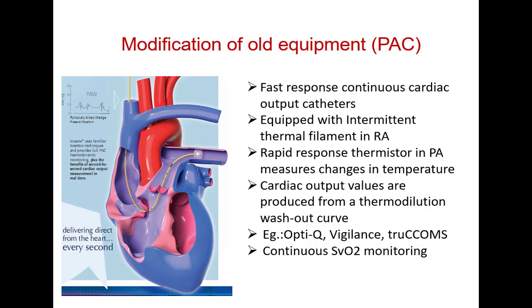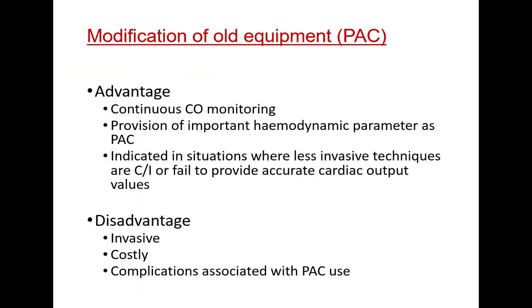The examples of this are OptiQ, Vigilance, and TrustComms. It also at times comes with continuous SpO2 monitoring in case you need it. The advantage is obviously you have continuous cardiac output monitoring, not continuous, every 30 seconds. And at the end of the day, PAC is the catheter against which everything is compared, right? So that is the gold standard against which everything is compared. All the hemodynamic parameters given by a PAC can be obtained by this device. And it is indicated in situations where less invasive techniques are contraindicated or fail to provide accurate cardiac output values.